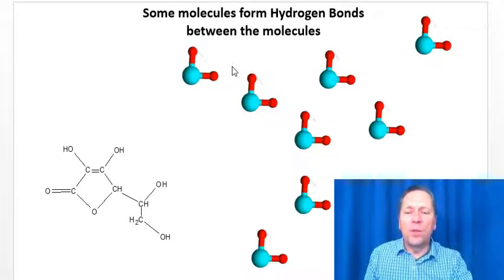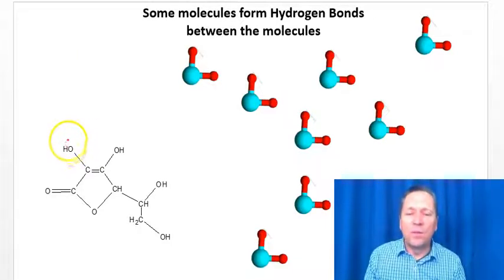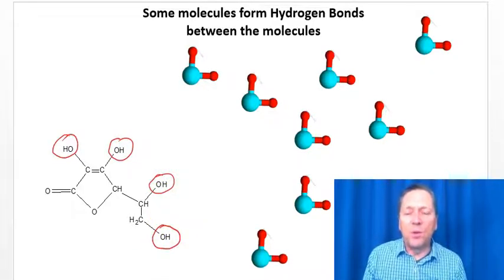Now, I've got another molecule here. This one is vitamin C. If you have a little look at the structure of it, it's a little bit complicated, but you can see an OH there, and there, and there, and there. So these are polar parts on the molecule. So this has got a lot of polar functional groups, a lot of polar parts on that molecule.